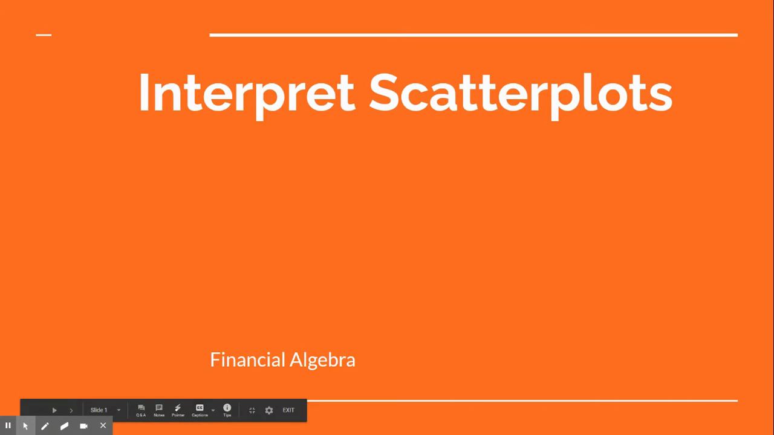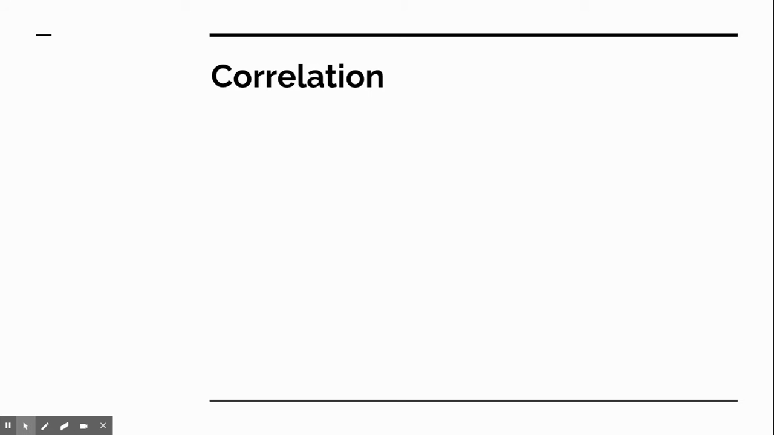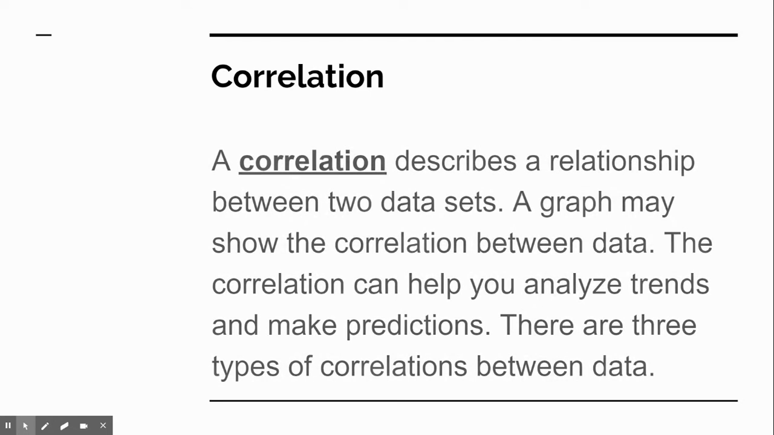Hello everyone, we're going to be talking about interpreting scatter plots today for our set of notes. So the first term I would like to define is correlation. A correlation describes a relationship that's typically between two sets of data. This is a graph that may show the correlation between the data. We'll be looking at graphs.